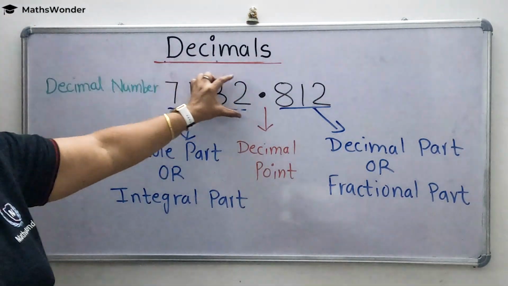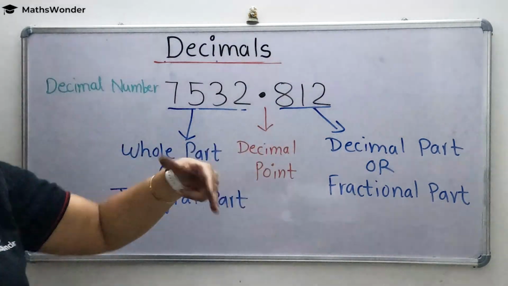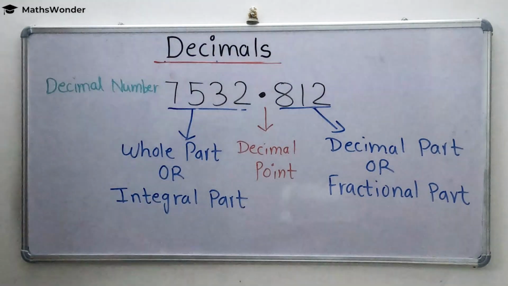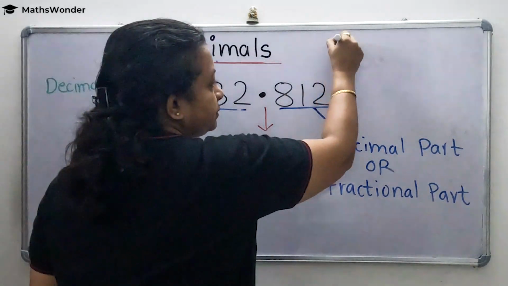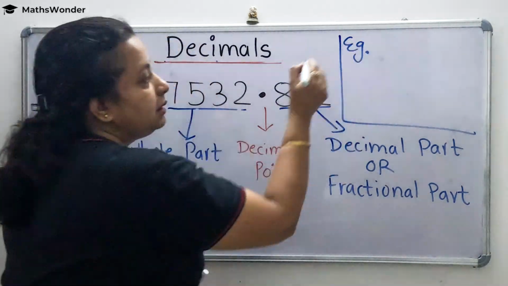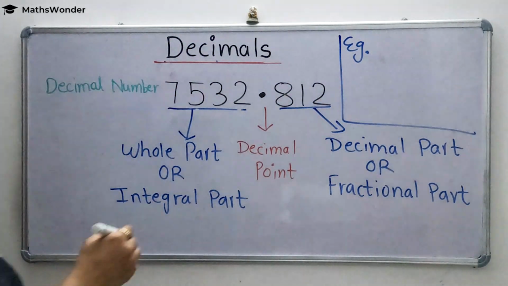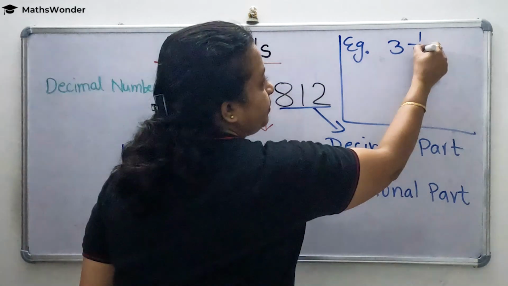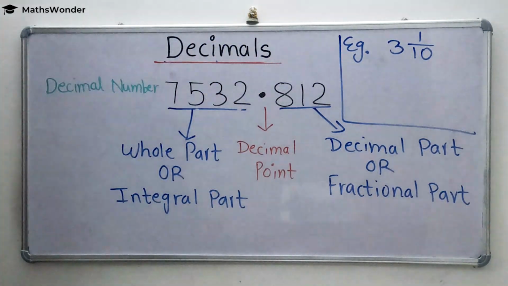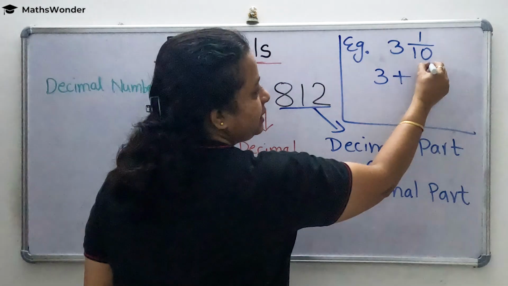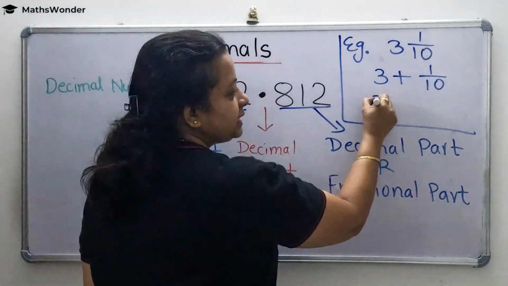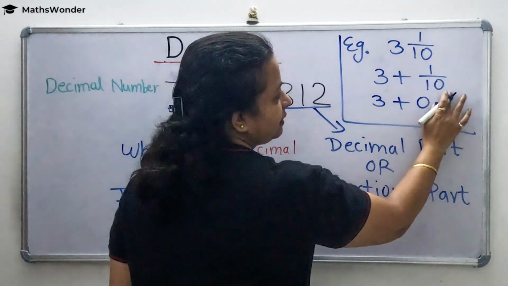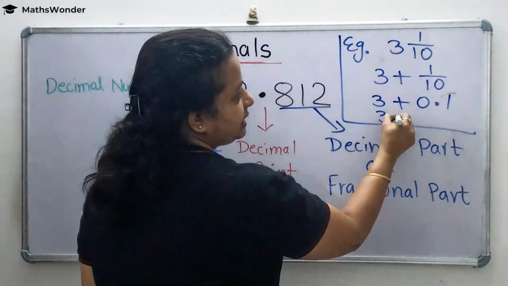Because this you can convert into fractions. For example, suppose I am giving one more very easy example. Suppose 3 1/10. This is a mixed fraction, right? You can write it as 3 plus 1/10. Now when you convert it into decimal, it will become 0.1, and you can write it 3.1.